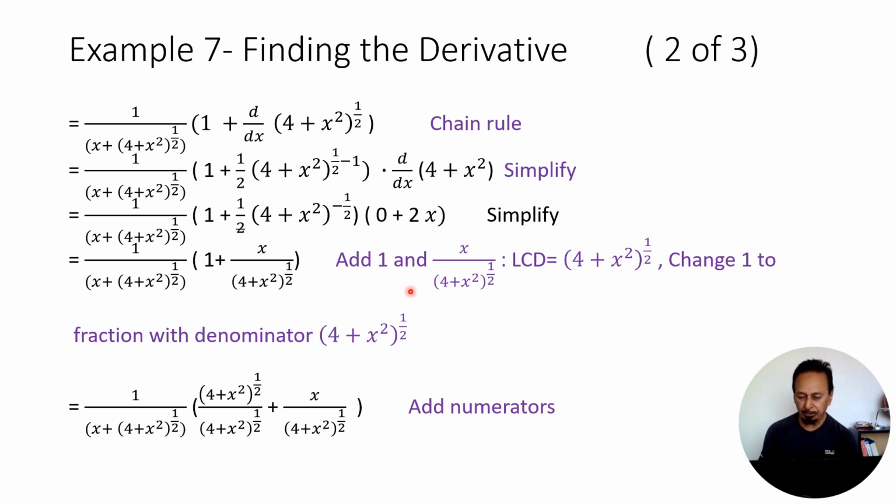Now we add this 1 into this one. In order to add this 1, we have to convert 1 into a fraction. The denominator equals this one. And this we can do by multiplying 1 on the top and bottom with this LCD. So now we have 1 over x plus 4 plus x squared to the 1/2, parentheses 1 we change to 4 plus x squared to the 1/2 over 4 plus x squared to the power 1/2, and copy plus x over 4 plus x squared to the 1/2. Now they have the same denominators, so we can write this once and we can add these two.